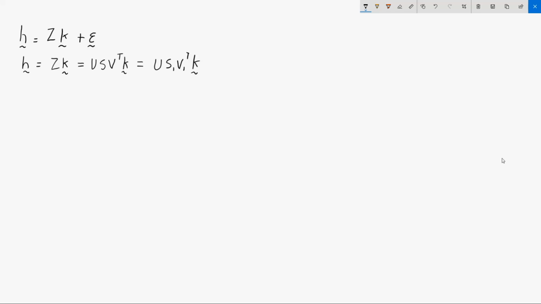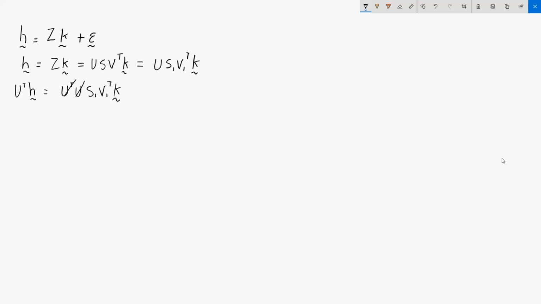The first thing I do is multiply both sides of this equation by the transpose of U. So U transposed H equals U transposed U S1 V1 transpose K. But recall that U is an orthonormal matrix, so the transpose is its inverse. These cross out.